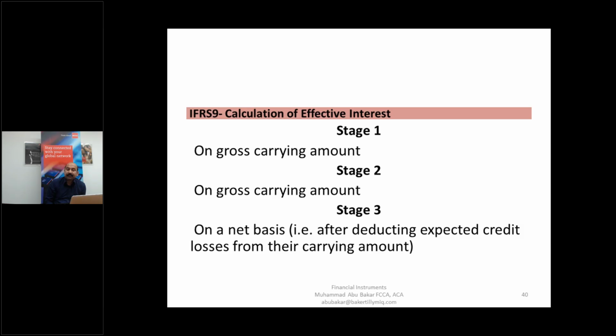See, interest revenue shall be calculated on the carrying amount of the financial asset. This will depend on the stage of the impairment model applicable to the financial asset. Interest revenue is calculated by applying the effective interest rate to either the gross carrying amount, stages 1 and 2, or the net carrying amount, that is gross carrying amount less any impairment loss, stage 3.